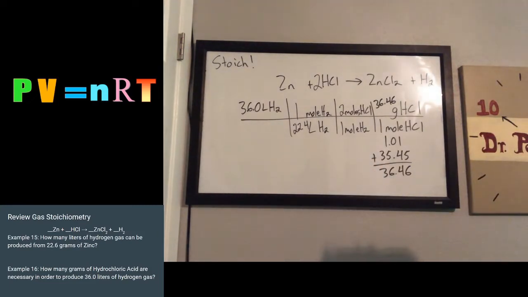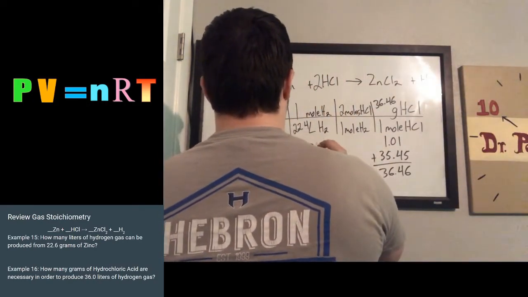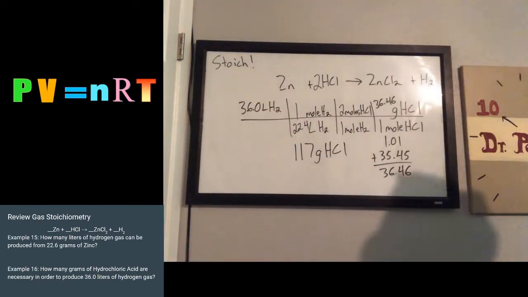Multiply by the top, divide by the bottom. 36 divided by 22.4 times 2 times 36.46. We started with 3 sig figs, so we're going to end with 3 sig figs. It would require 117 grams of HCl to produce that amount of hydrogen gas.